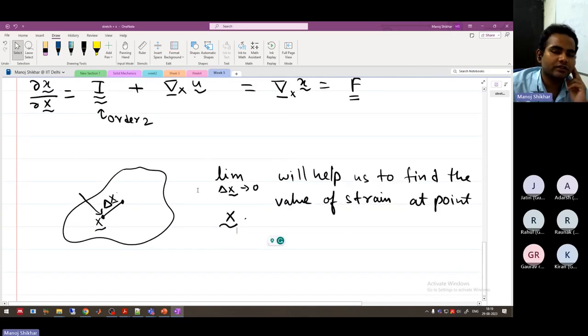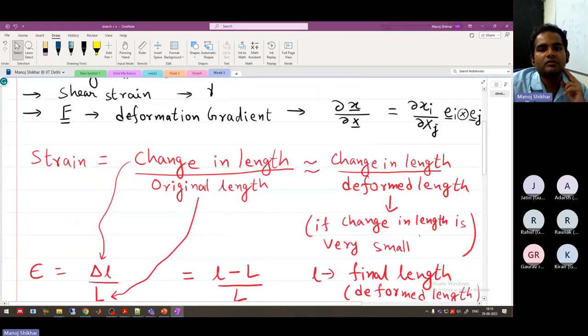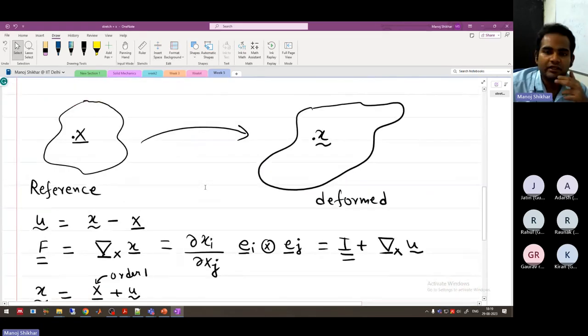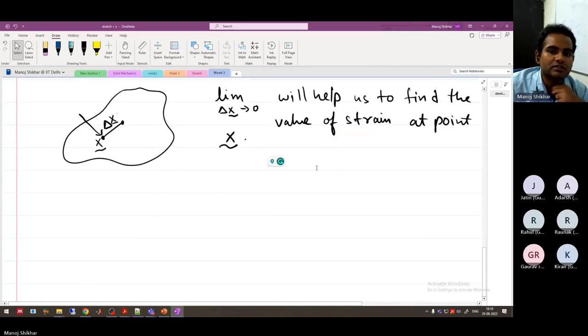For the derivations of the formulas of strains and all, you can refer to the lectures taken by Professor Ajit Kumar. This is just a recapitulation, so I'm not deriving everything. I will just write the final expressions because that is what we will use while solving the problems today.